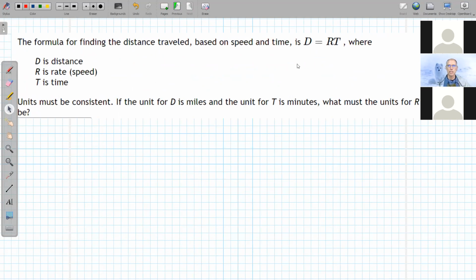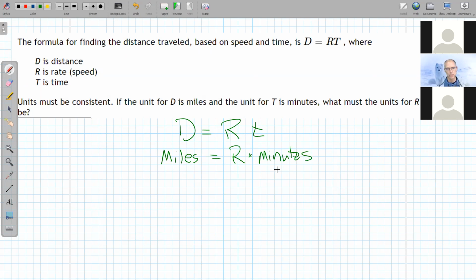All right, so D is miles, so then I've got D equals RT, D is miles. What should R be if T is minutes? So I can play around with the equation, writing in the units to figure that out. So I want to know what R is. So to solve for R here, I would divide minutes to the other side. So then I believe that R is measured in miles per minute.